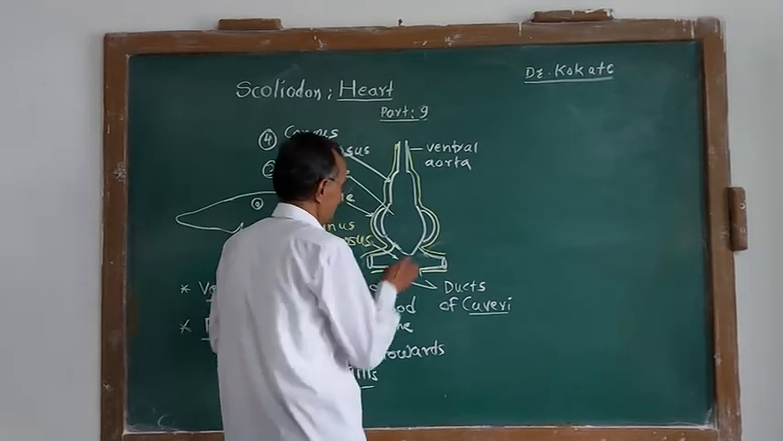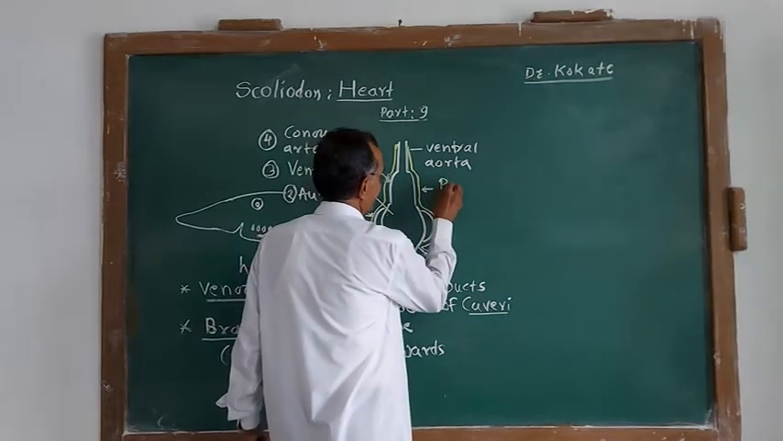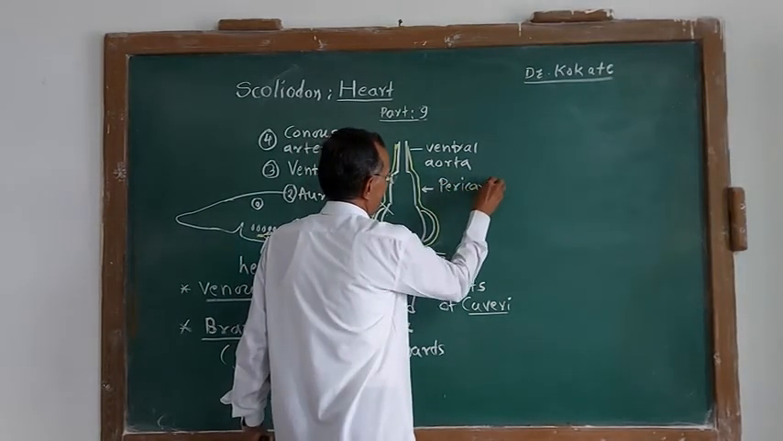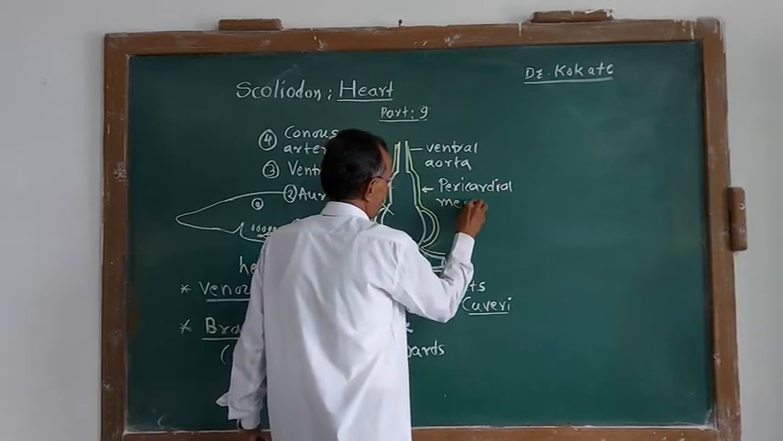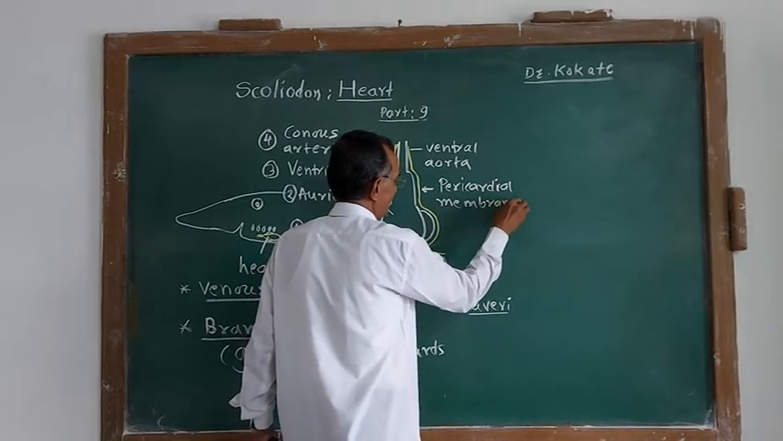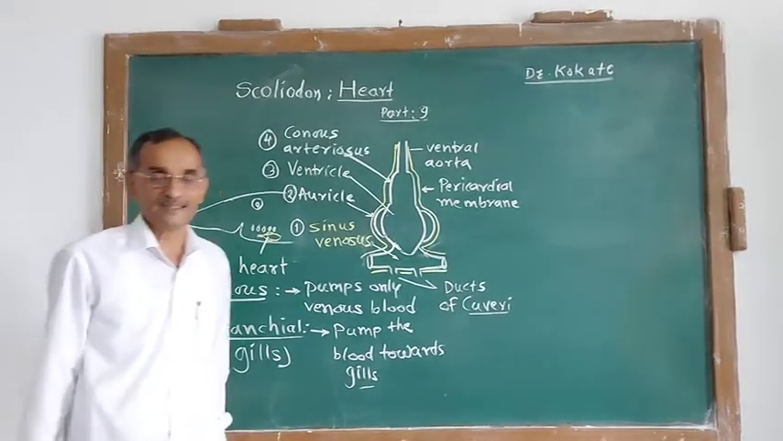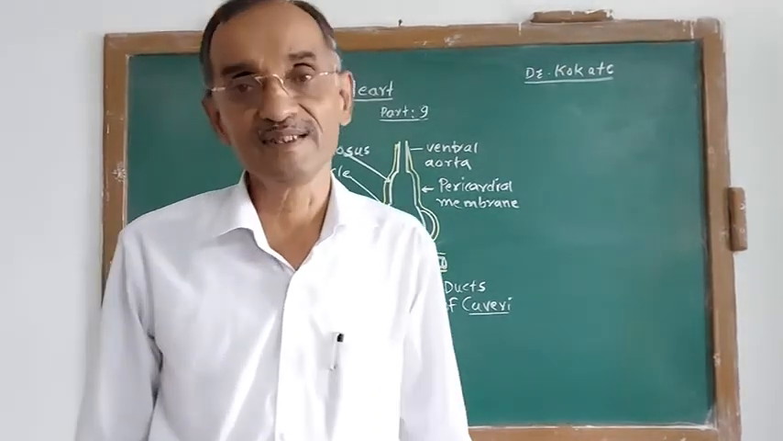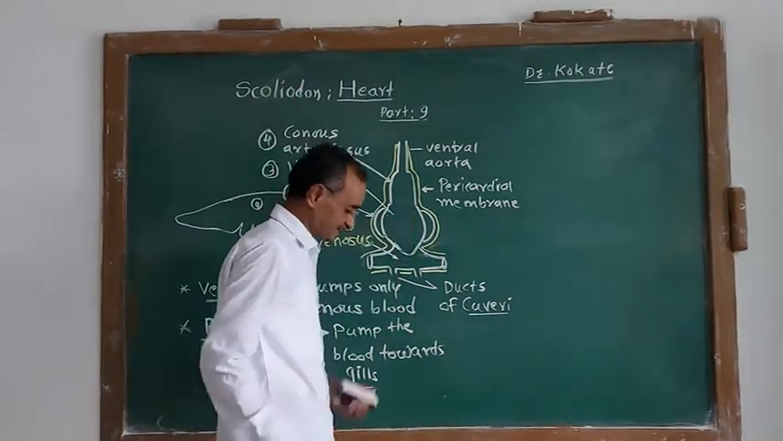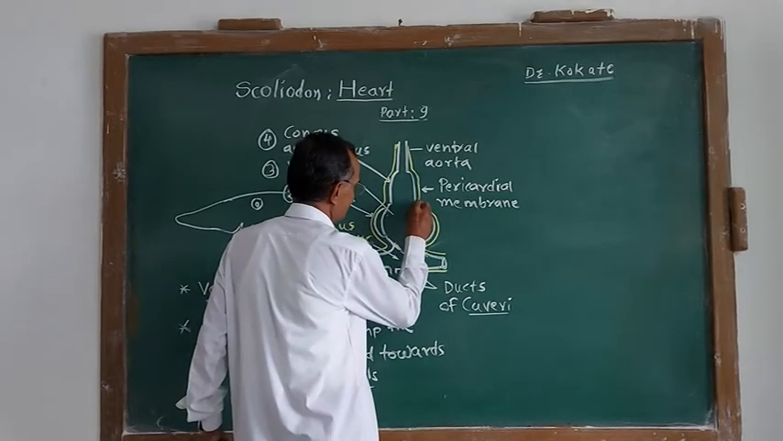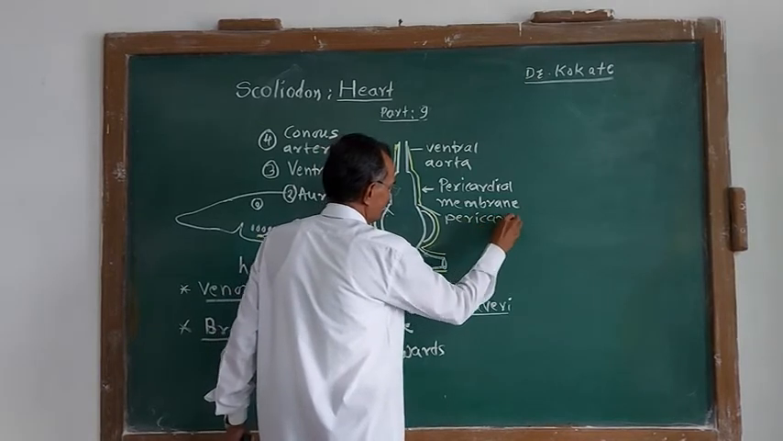So I label here, this is a protective membrane of the heart called the pericardial membrane. Do you get my point? This is called the pericardial membrane, a protective membrane of the heart. Every chordate animal has such a pericardial membrane around its heart. Now the pericardial membrane and the heart wall have a space between them. This space cavity is called the pericardial cavity.